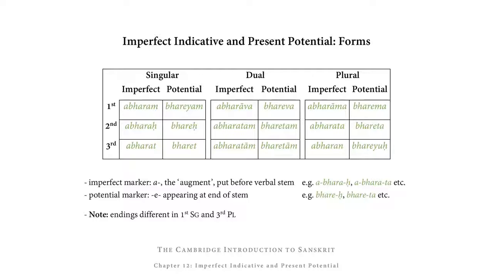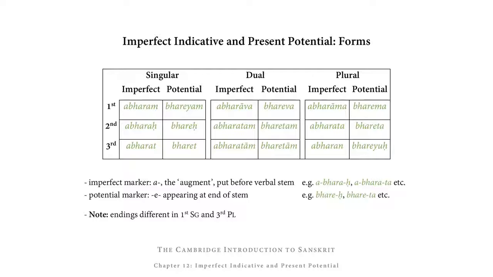Continuing on to the potential, we again have our stem para changed into pare, with e being the potential marker, plus endings that we've just seen in the imperfect, namely pare ma, pare ta. And then actually we have not paren, which we might expect, but we have an alternative ending, pare yuch. And it's this yuch at the end of the third person plural form, and this e yam at the end of the first person singular form that are basically the two irregularities between these two paradigms.